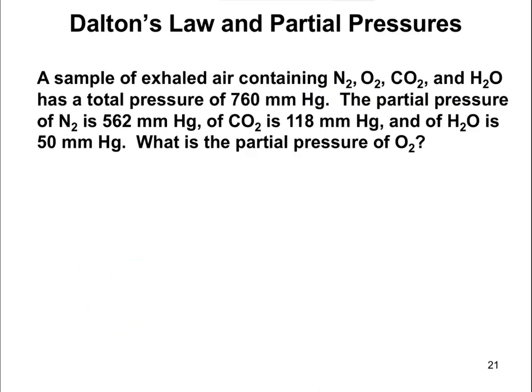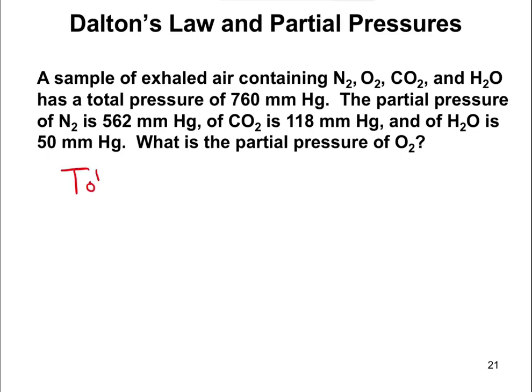So here's an example. Whenever you breathe out, a sample of exhaled air is going to contain nitrogen gas, oxygen gas, carbon dioxide, and water vapor. And it's going to have a total pressure of 760 millimeters of mercury. The partial pressure of nitrogen gas is going to be 562 millimeters of mercury, of carbon dioxide, 118, and of water, 50 millimeters of mercury. What's the partial pressure of oxygen?